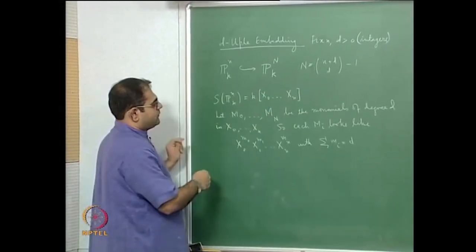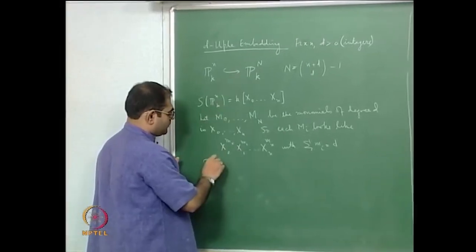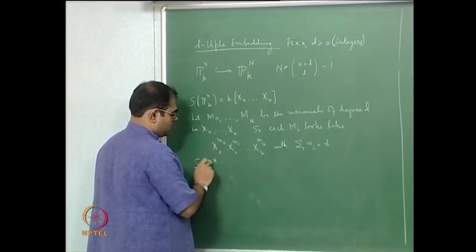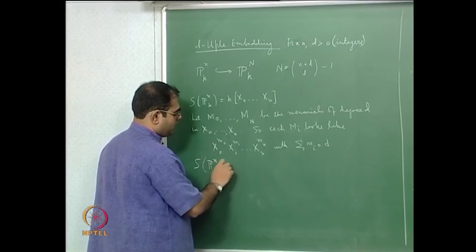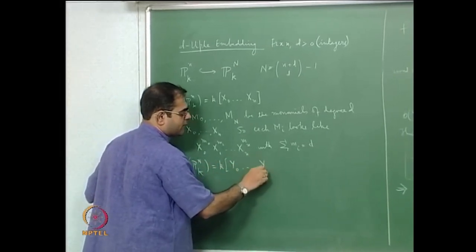And therefore, if you look at the homogeneous coordinate ring of this bigger projective space, it will be k[y_0, ..., y_N].